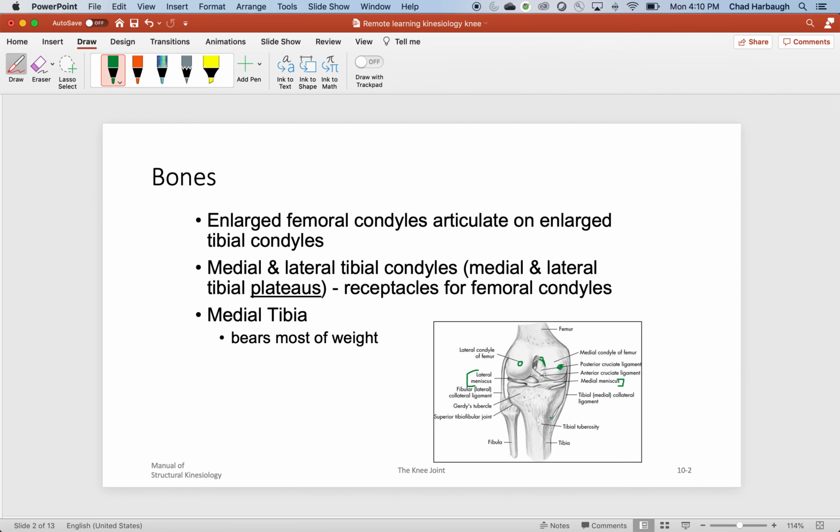One of the most important aspects is that the fibula is always the non-weight-bearing side, but the medial side is always going to bear most of the weight, especially in a flexed knee position.